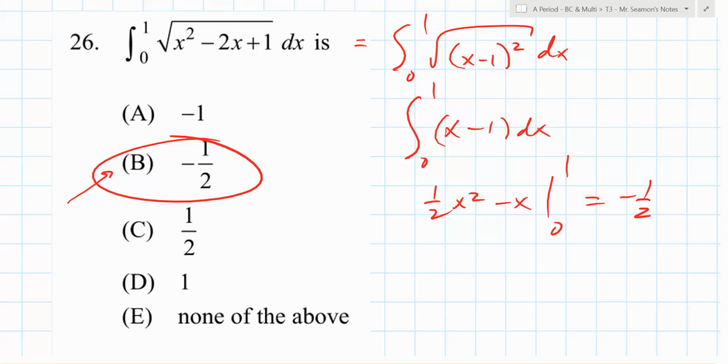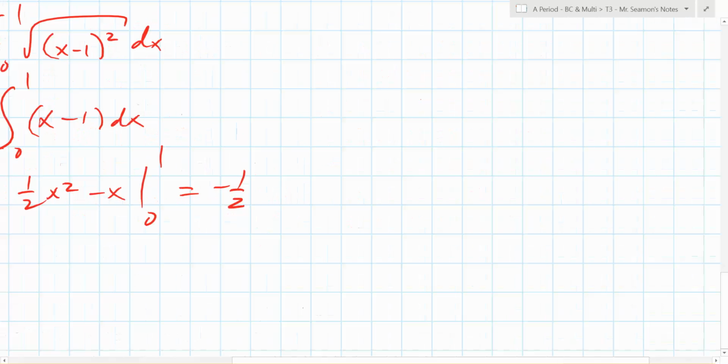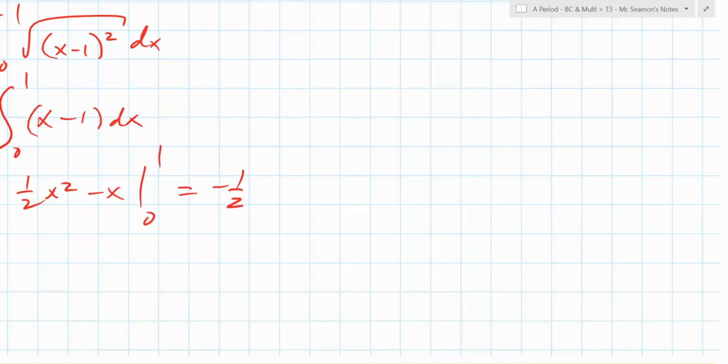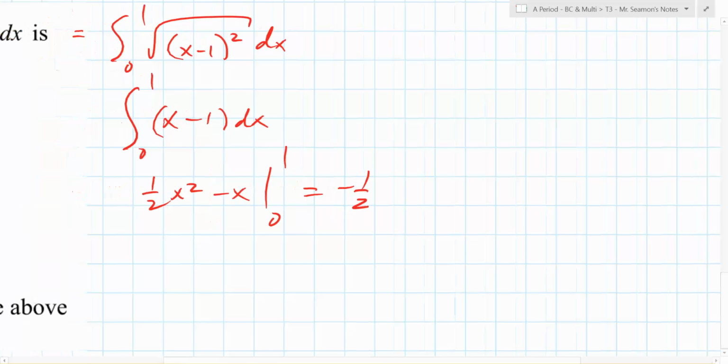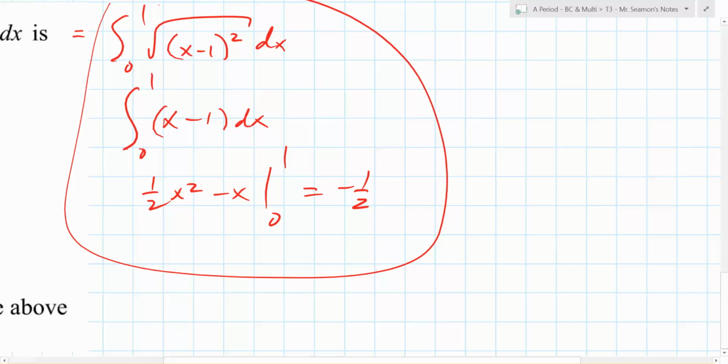An alarm bell should go off because the answer should be what? It should be positive. Here's why. When you graph this, you have to remember that when you square root a square, you're always going to have a what? Positive. So there's an error somewhere in here. Where's the error? Can someone tell me where the error is in here? There's an error somewhere in here.